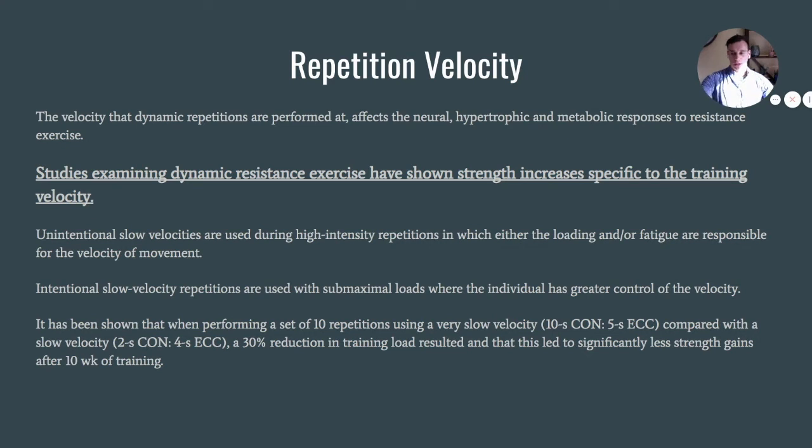Whereas on the flip side, with the slow velocity, the 2-second concentric and 4-second eccentric, you're talking 6 seconds a rep, so a minute for the whole set. There we're working much more glycolytically, we're going to be able to use more weight, so the strength gains are going to be higher. One of the important things to think about, especially with that big sentence in bold there, is that dynamic resistance exercises show increases in strength specific to the training velocity.